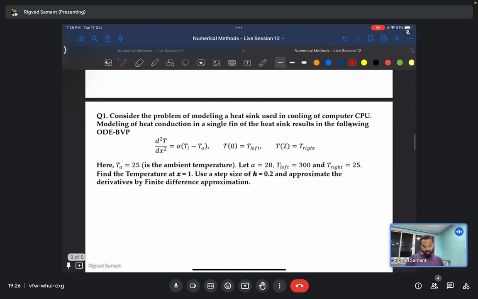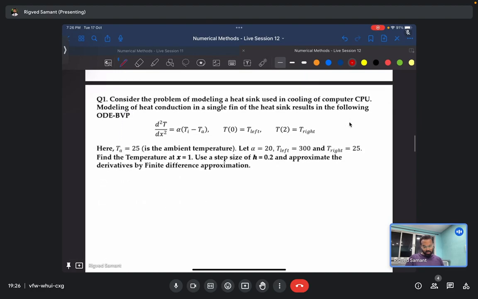So the first question is, consider the problem of modeling a heat sink using the cooling of a computer CPU. Modeling heat conduction in a single fin of the heat sink results in the following ordinary differential equation boundary value problem. Why is it a boundary value problem? Because he has given you values at two conditions: T at 0, the initial condition, and T at 2, the condition at the end.